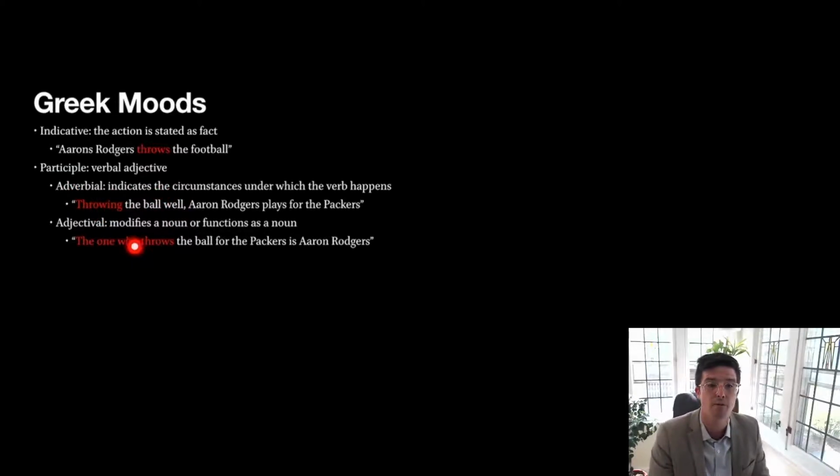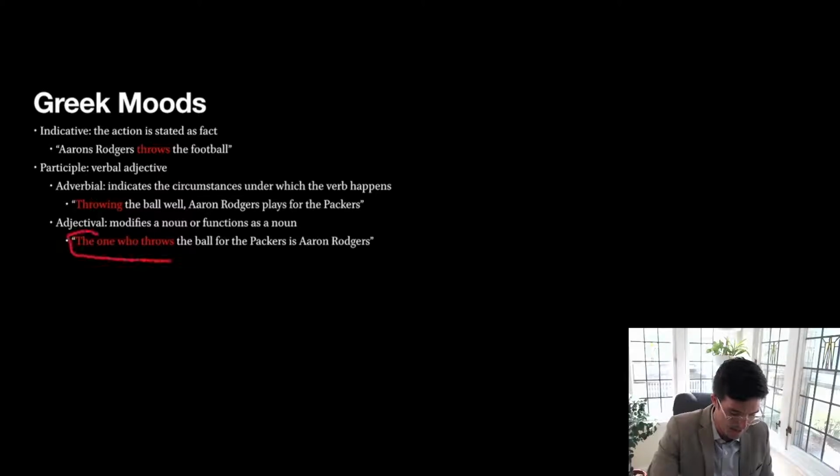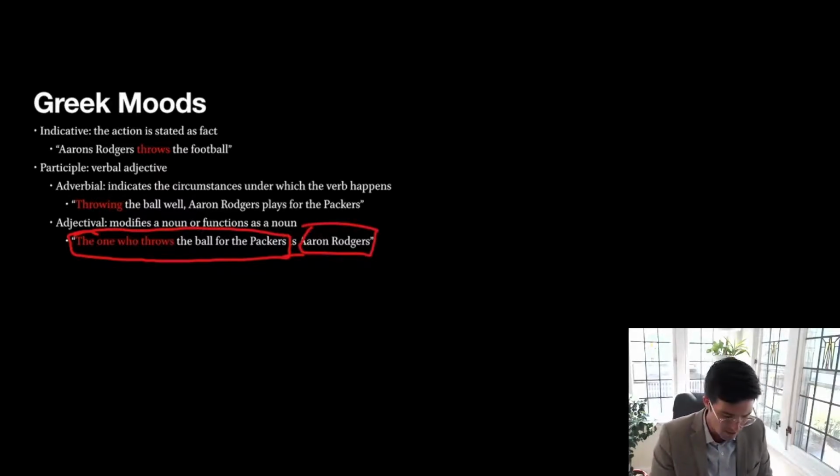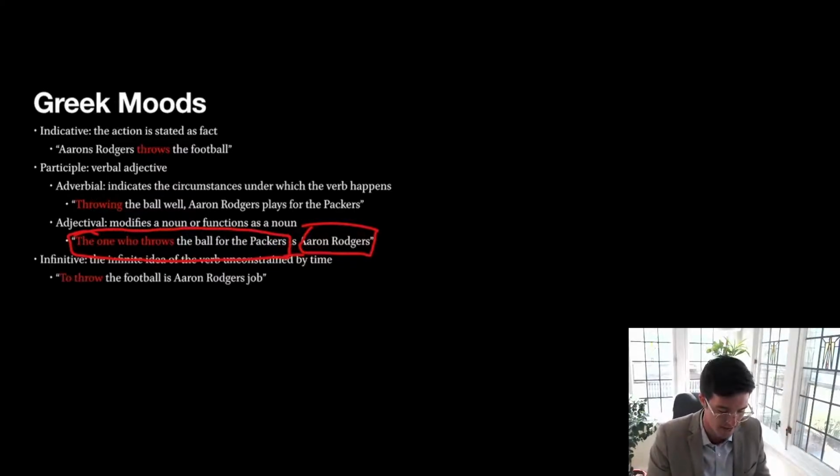An adjectival participle is going to modify a noun or function as the noun itself in the substantival usage. So the one who throws the ball, this in Greek would be a participle with the definite article before it in the nominative. So the one who throws the ball for the Packers is Aaron Rodgers. So you can think of this as the subject of our verb. Is is the verb, and then over here Aaron Rodgers is the predicate. So here this would be again a participle in the nominative case that is functioning as the noun itself.